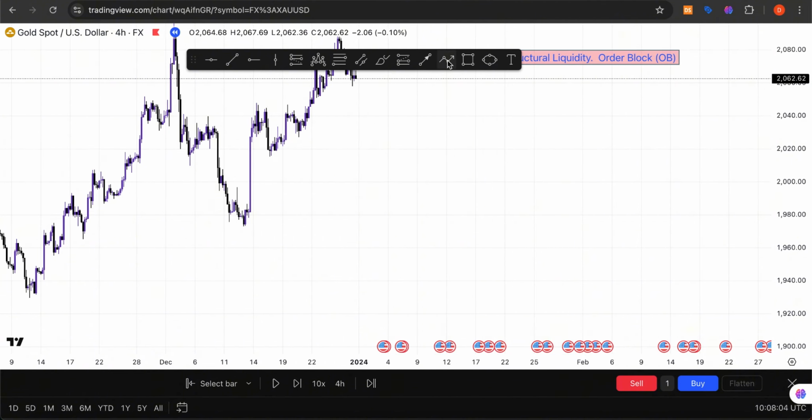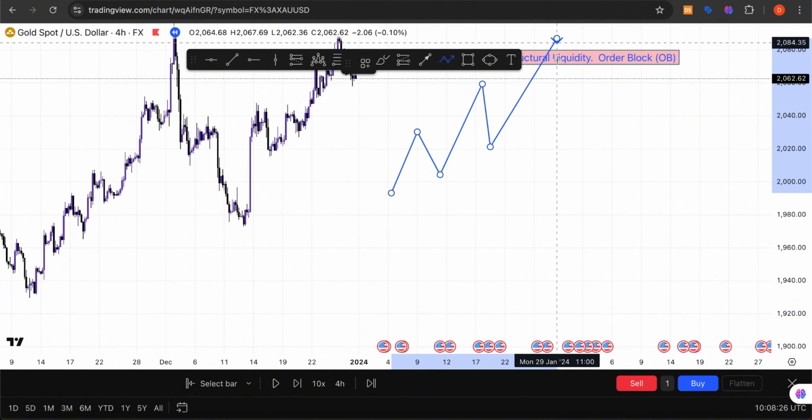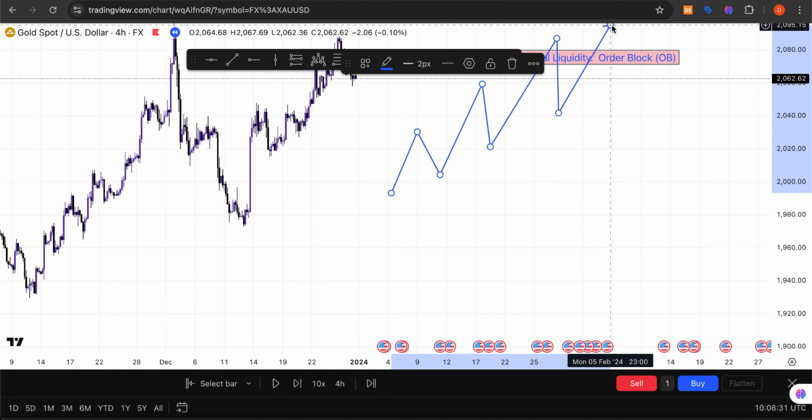In case you didn't know the strategy, first of all, for market structure you'll be looking out for higher high, higher low, higher high, higher low. That is uptrend. Then downtrend is lower high, lower low, lower high, lower low. So let me just draw it: higher high, higher low, higher high, higher low, higher high, higher low. That is it. To keep going, that is uptrend.